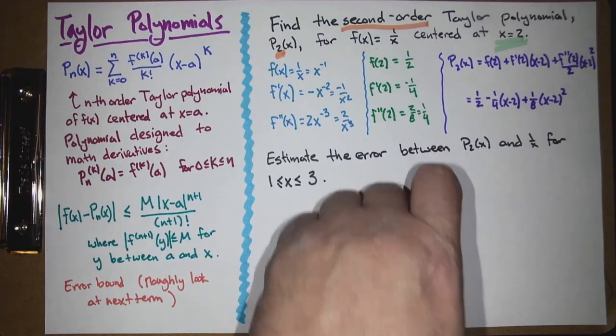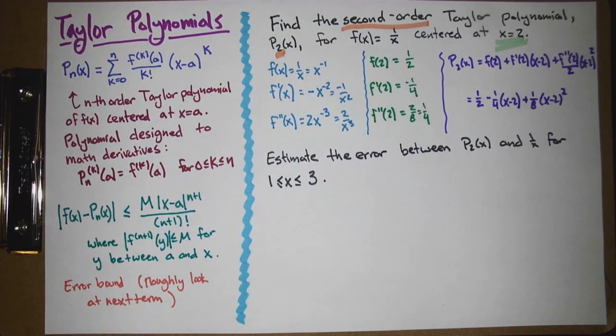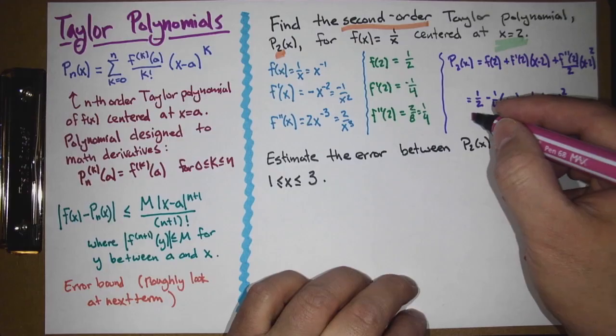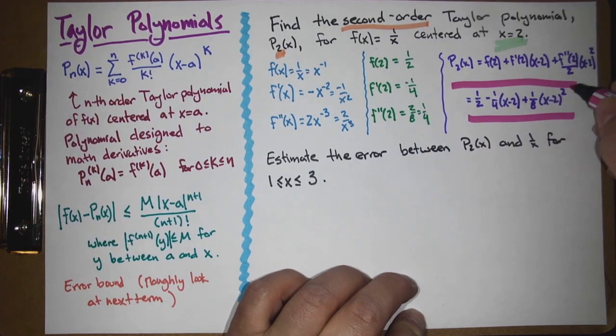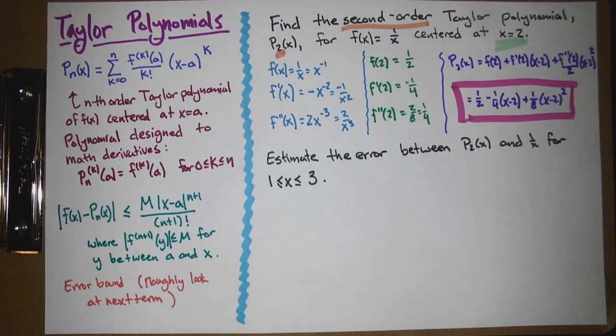Now, once we get to this point, what do we do with this? What's the next thing to do with this polynomial? Next thing to do is to put a box around it. Because we have the answer. Because I said, find the second order Taylor polynomial. The one thing you shouldn't do is expand.